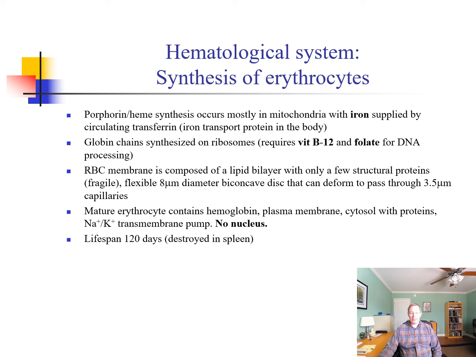There's no need to make anything else, which means that as things break down, such as structural proteins, the biconcave disc becomes a sphere, and then that can be destroyed in the spleen. And that normally takes about 120 days, although there are many reasons that it is actually less than that.